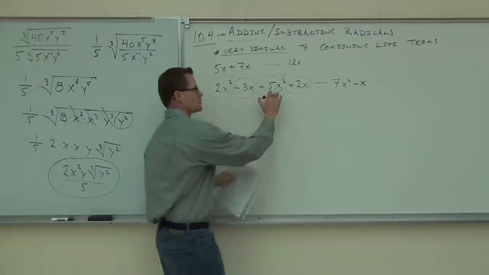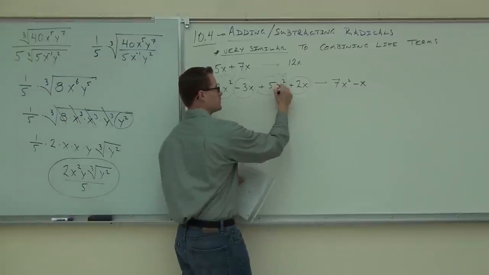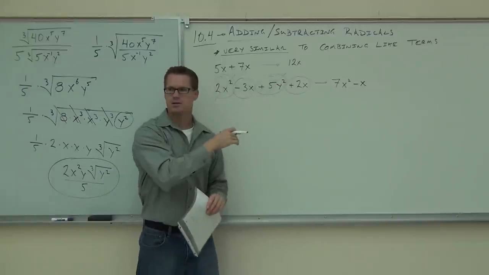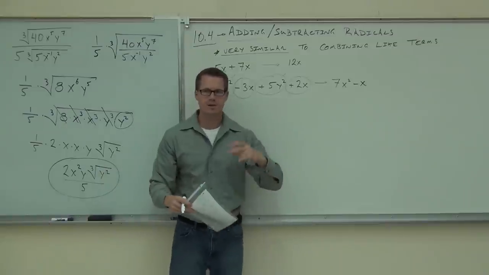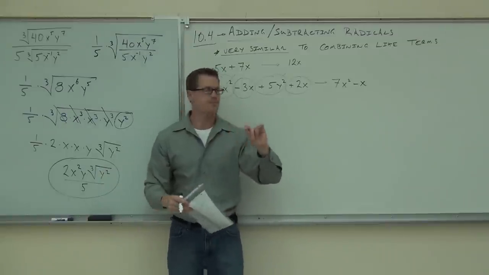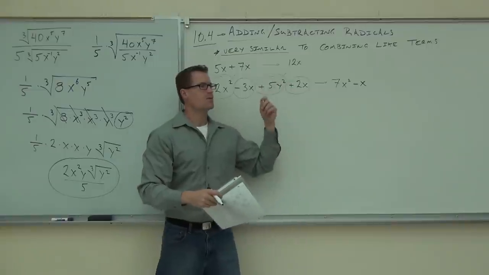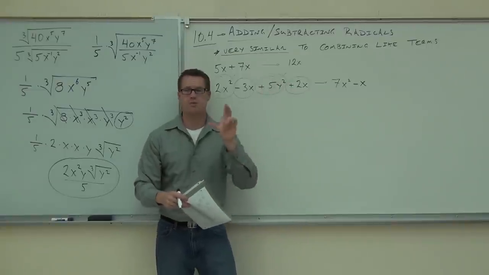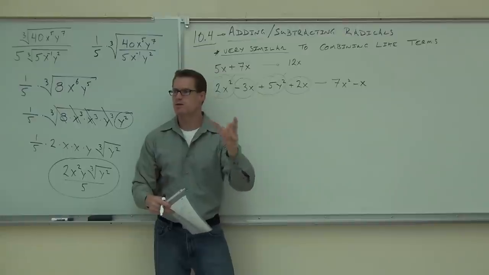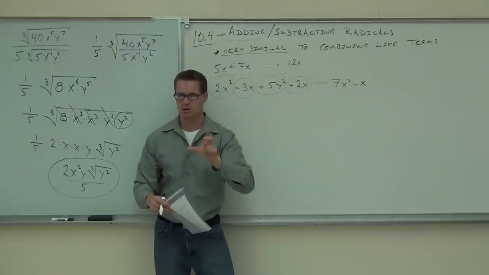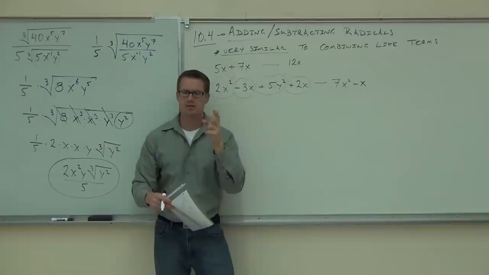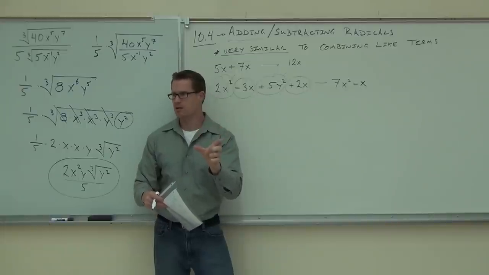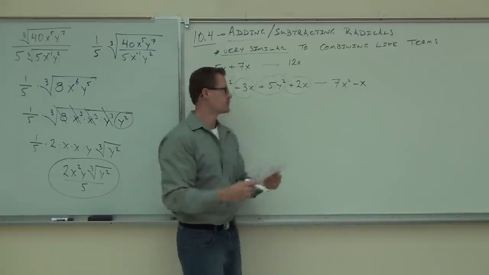So if this was a y, could I combine those two things? No. That wouldn't make sense. You'd have a different base. In our case, not only does the root have to be the same, like a square with a square, the base has to be the same, or in our case, the radicand. The radicand is the base. The inside of the radical must be identical for you to add and subtract them. So you have to have two things exactly the same. Same root, same radicand. Remember that.